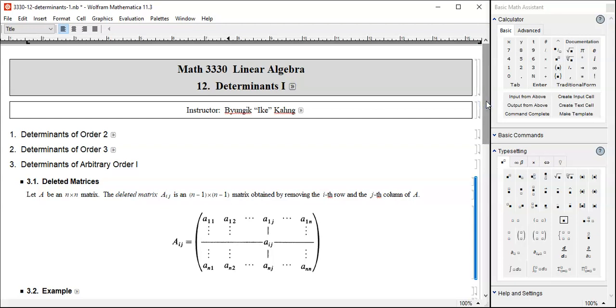Deleted matrix. Let A be an n by n matrix. Then the deleted matrix Aij is an n-1 by n-1 matrix obtained by removing the ith row and jth column, as you can see here. Cross out the ith row and cross out the jth column.